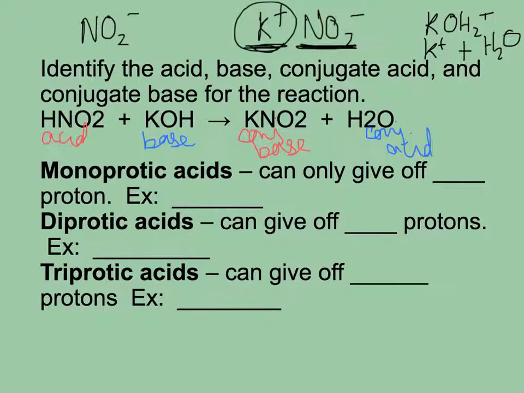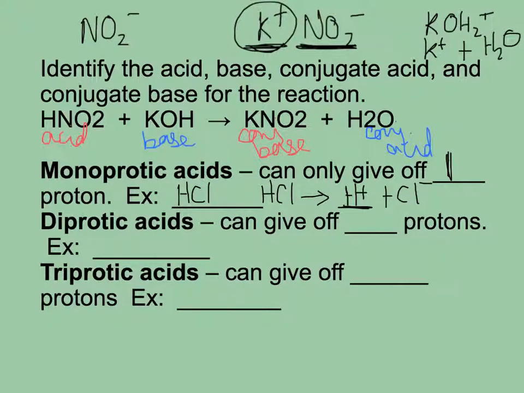Moving on, there are different types of acids. We have monoprotic, diprotic, and triprotic acids. So let's look at the name here. Mono means one. Protic refers to a proton. So this means that it's an acid that can only give off one proton. An example of that would be HCl, because HCl in water would give off H plus and Cl minus, so we only have one proton.